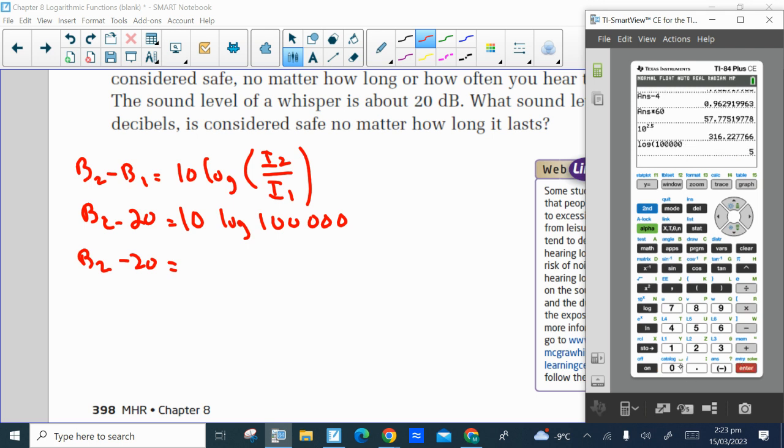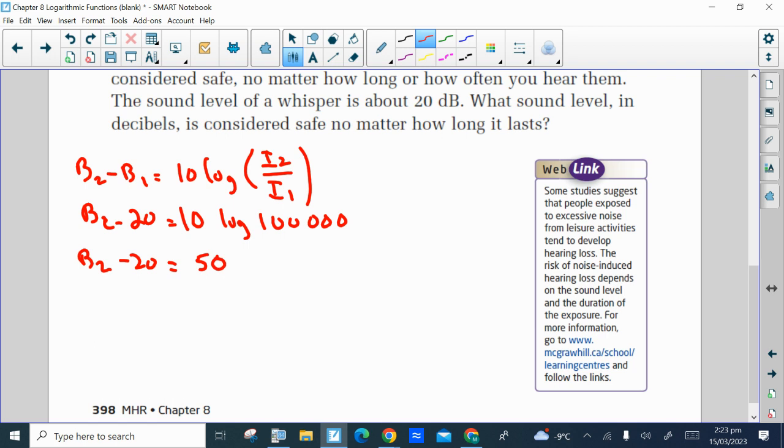Yes, it's 5. So it's 10 times 5, which is 50. 10 times the log of 100,000, the log of 100,000 is 5. And when you add the 20 to both sides, B sub 2 is 70 decibels. So a sound level of 70 decibels, no matter how often you hear it, no matter how long you hear it, should be safe for your ears. That's what that tells us.